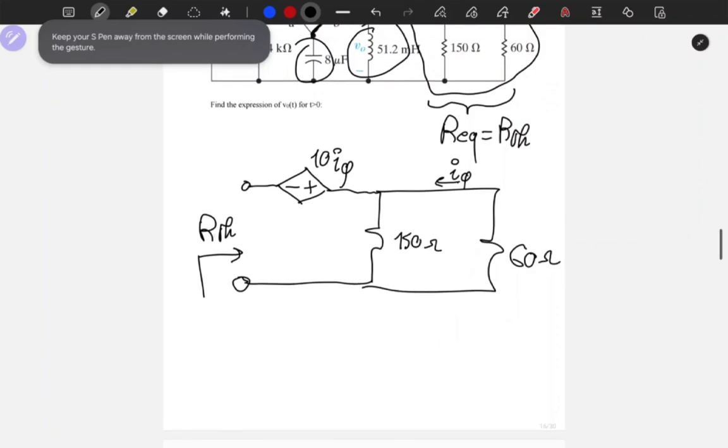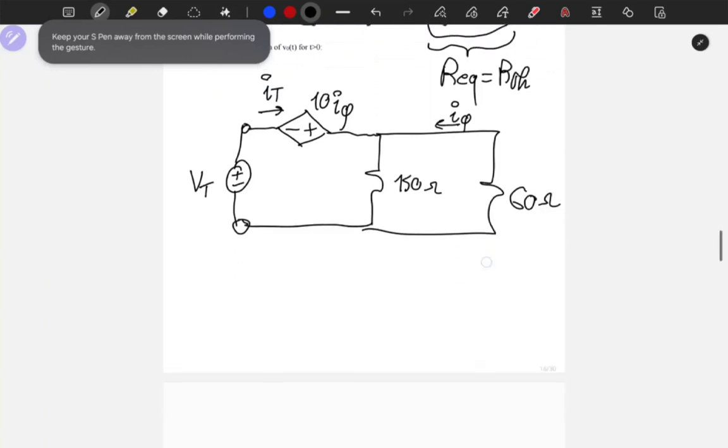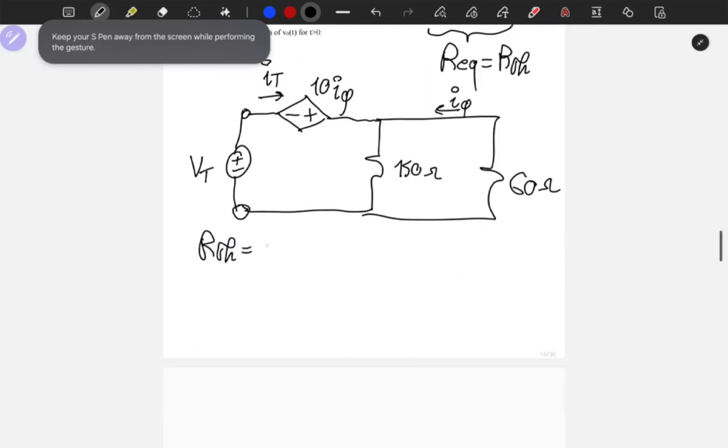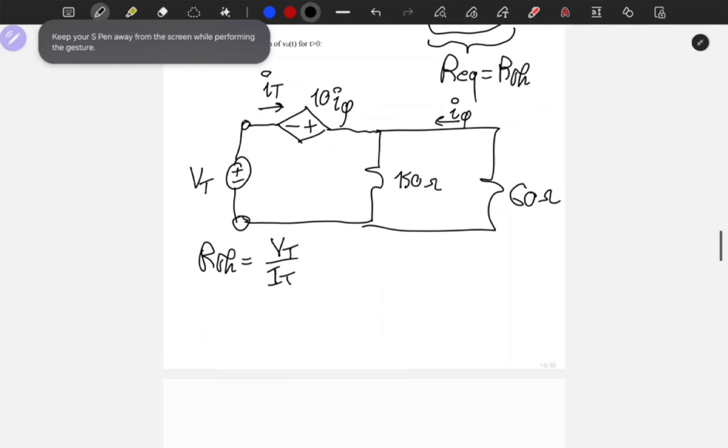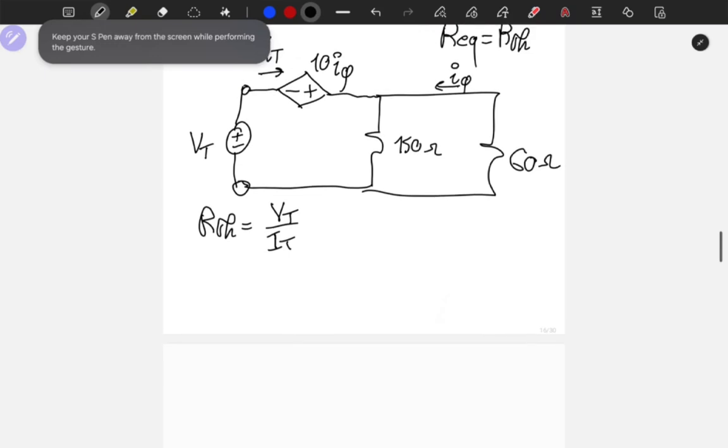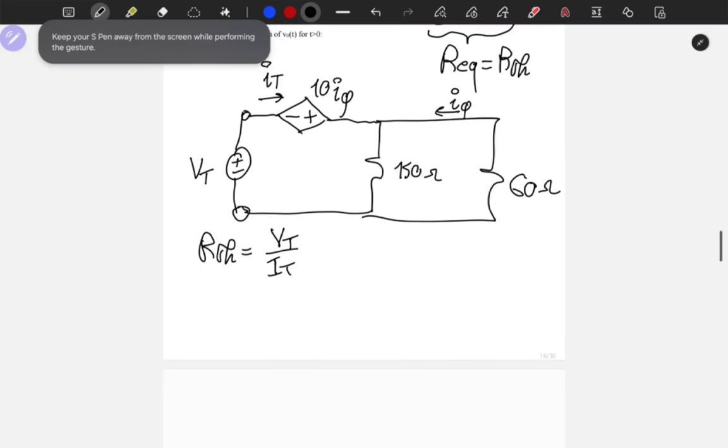So one way to do this is to put a test voltage here, V test, and an I test like this, and say that R Thevenin is equal to VT over IT. So I'm basically testing the circuit, seeing if I apply a voltage, what would be the current response, and the division of these two will give me a resistance seen by the inductor and capacitor to the right. So I need VT over IT, this ratio. So let's write some equations.